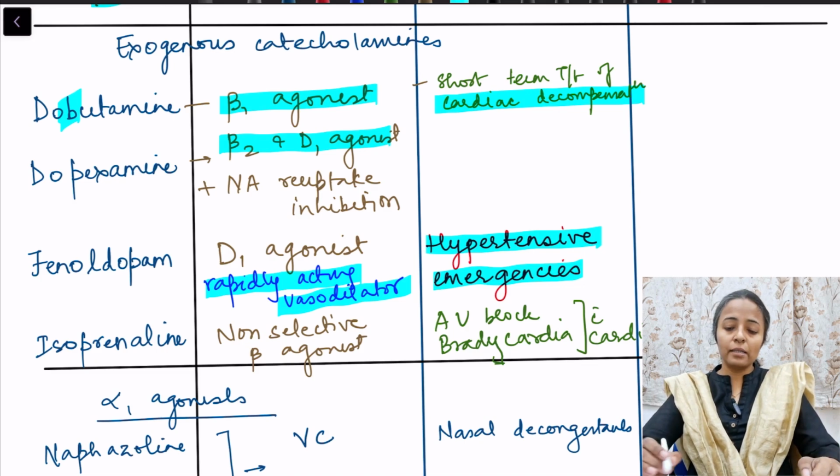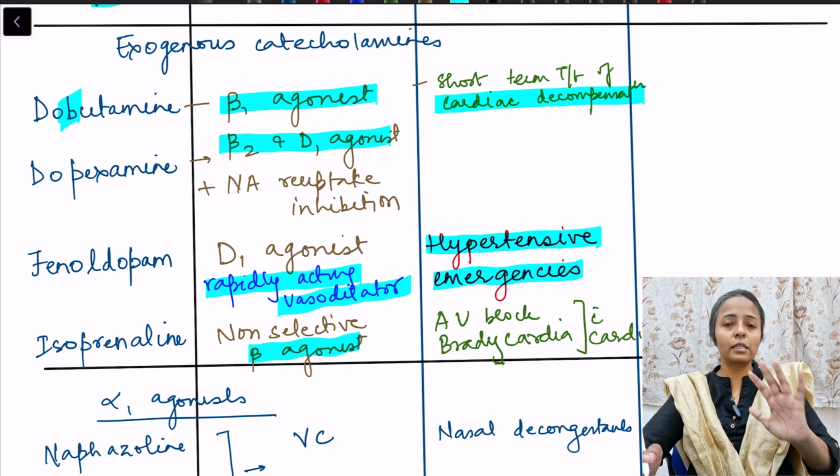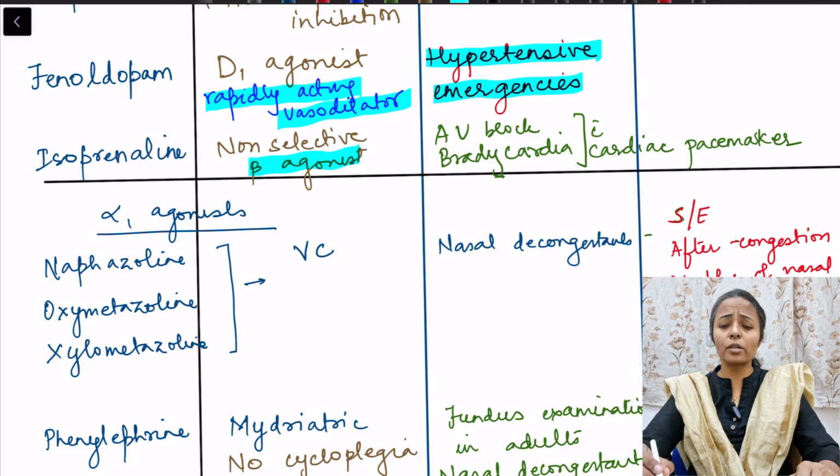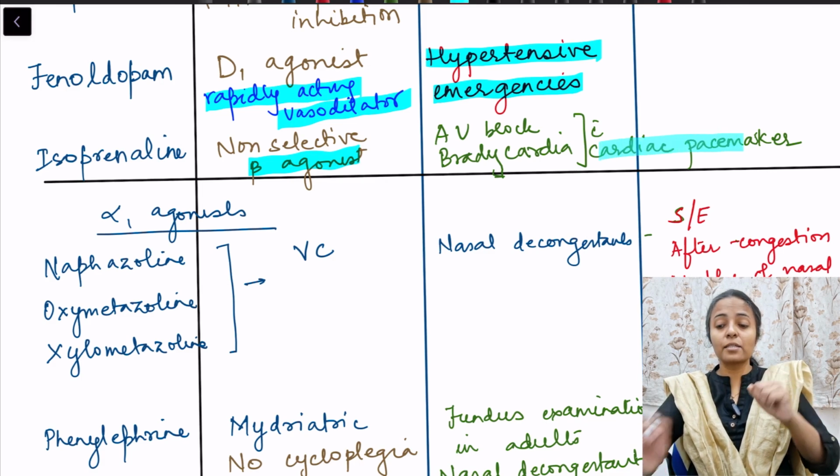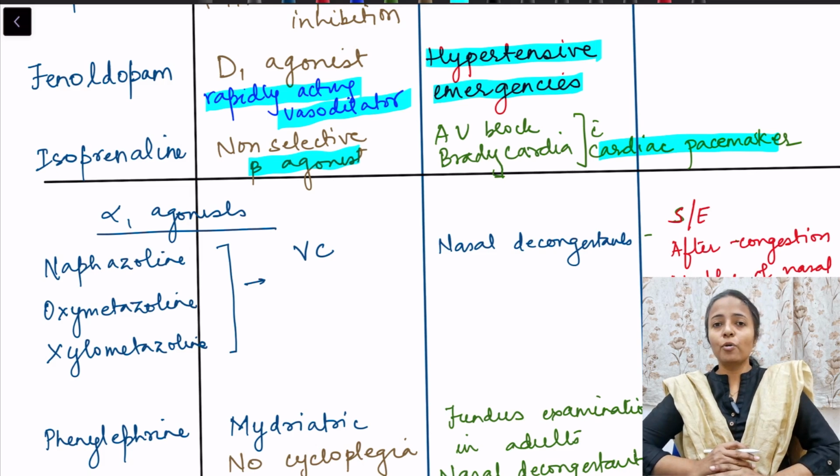Then isoprenaline, it is a non-selective beta agonist. I told you before, it acts on all three types of beta receptors, and it is used for AV block and bradycardia in patients who have a cardiac pacemaker. See, in our video on parasympatholytics, that is antimuscarinics, we read that atropine is the drug of choice for AV block.